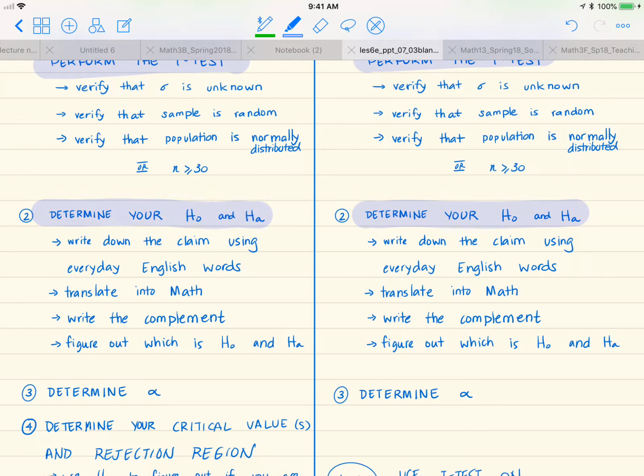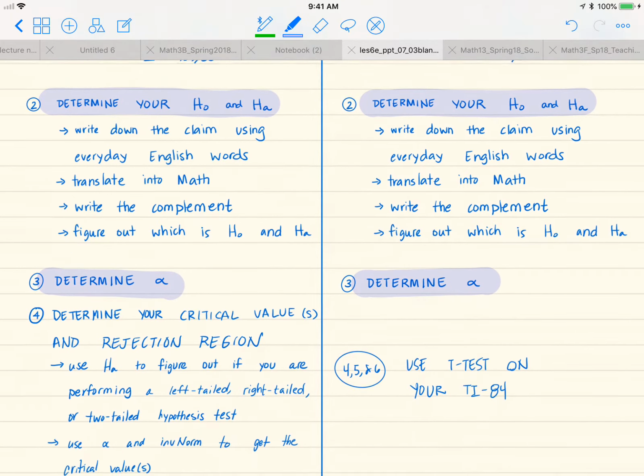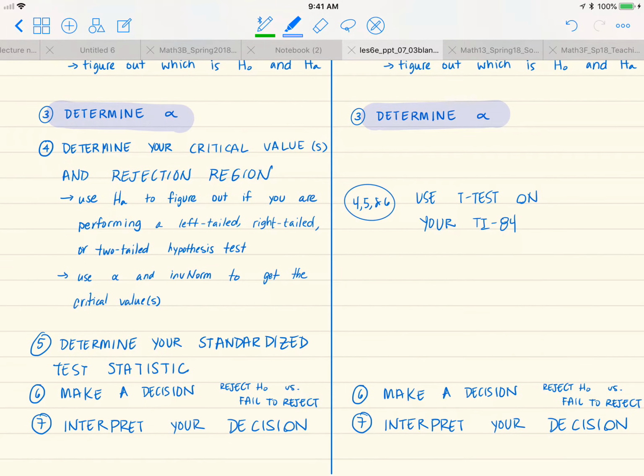And then the third step, which is a really quick step because this is typically written in the problem, or you can set your own alpha, right? Determine alpha. So you can set your own alpha unless, say, you're working on a problem and it says use alpha equals 5%, well, then that's the alpha you should use. But that's relatively quick. Here's where we get into the difference.